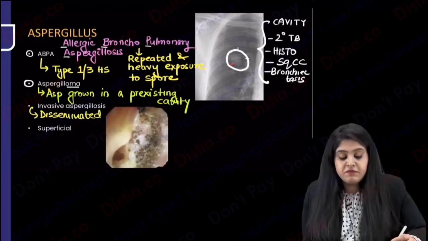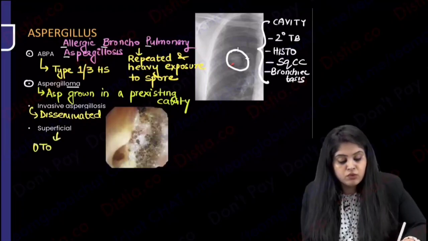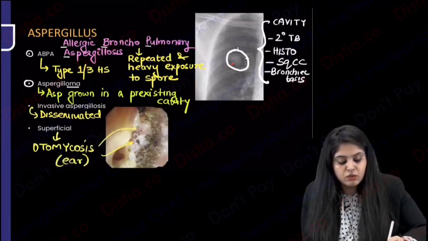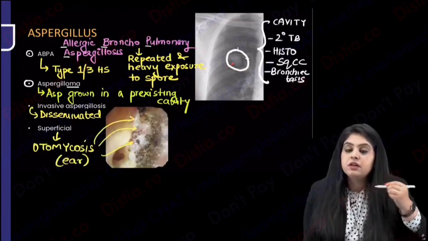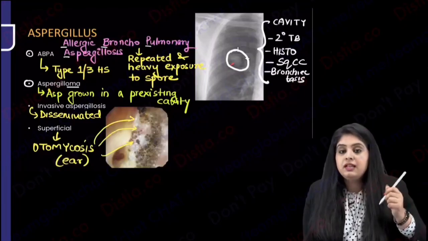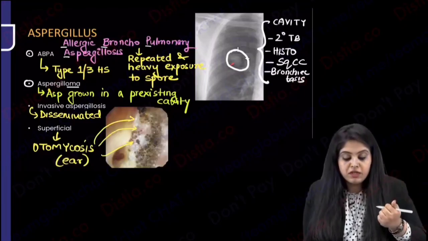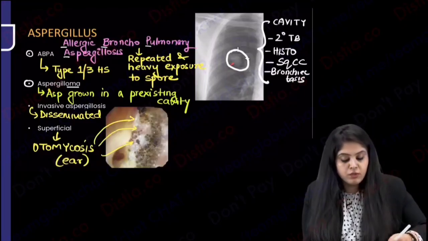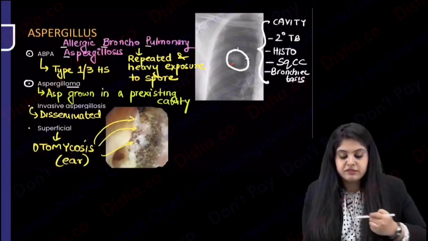The last one is superficial. Superficial includes otomycosis, which means involvement of the ear. This is one of the Aspergillus fungal growths that you can see when you view the ear canal: you see the fungal growth happening. So superficial is going to include otomycosis.